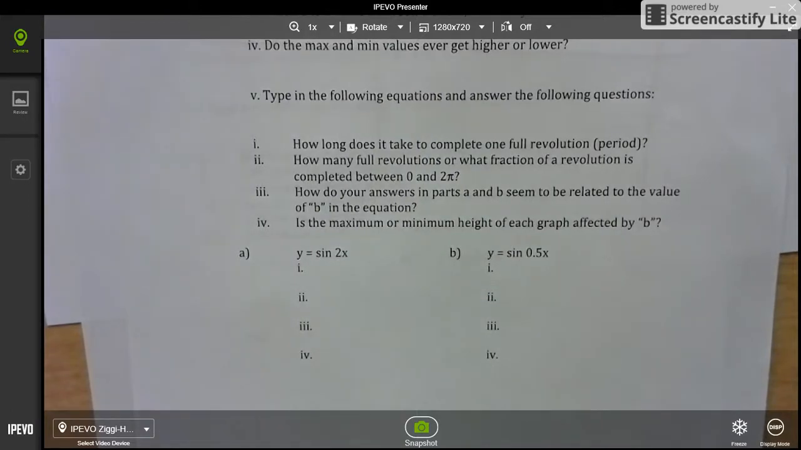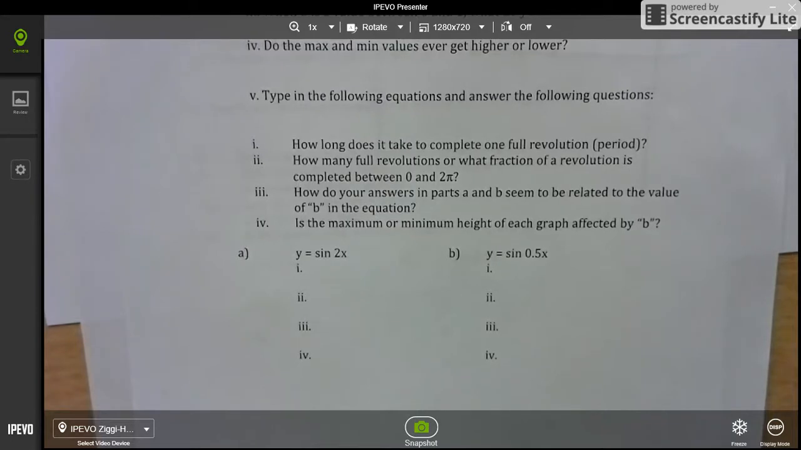Okay, to start with, I want to take a look at this worksheet that you got yesterday, and we're going to talk a little bit about samples of how to answer this first set of questions. And we're going to do the sine of 2x first. So using the Desmos, we're going to go back and look. How long does it take to complete one full revolution?